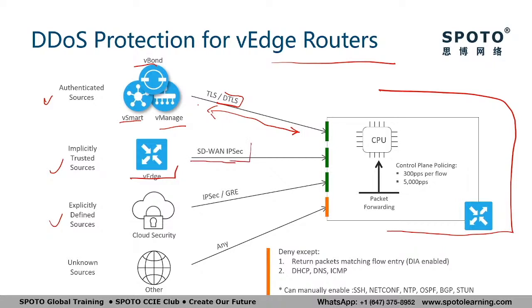The third one is the explicitly defined source. Like the cloud security, it's in the public cloud. The communication would go through the IPsec and GRE tunnel. These 3 are permitted by default. For all other unknown sources, it's denied. It's a red, it's a deny.